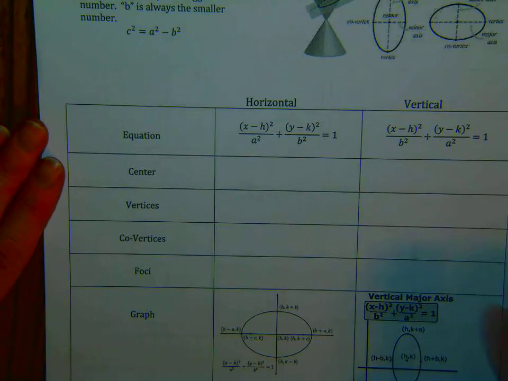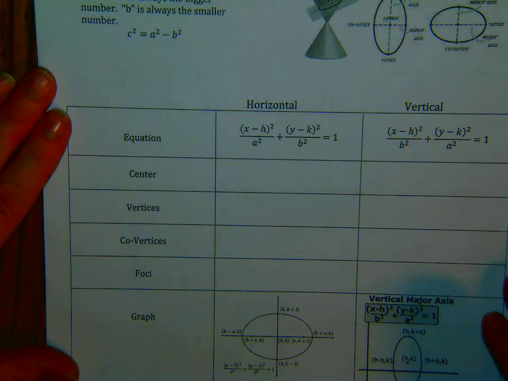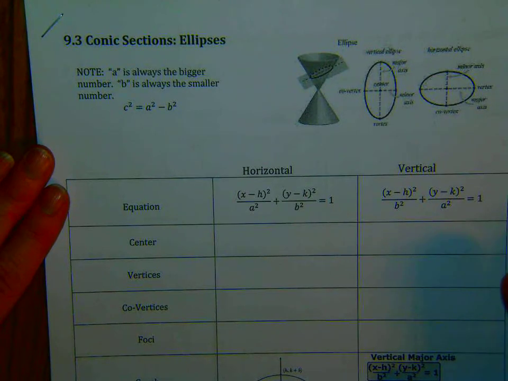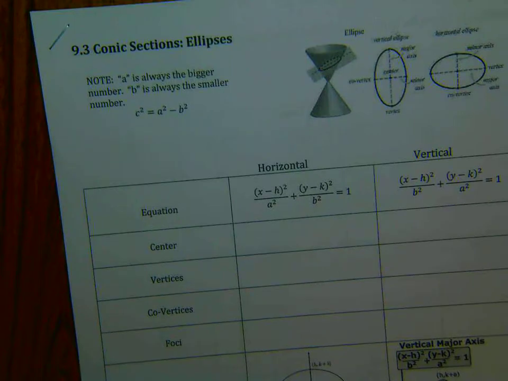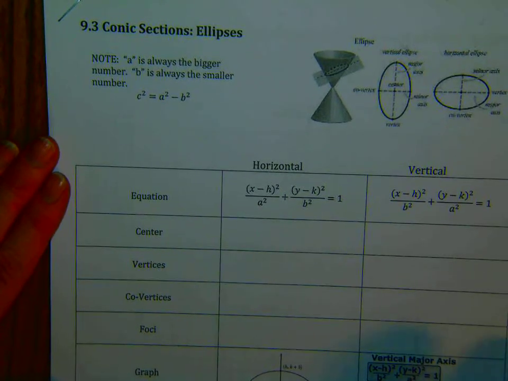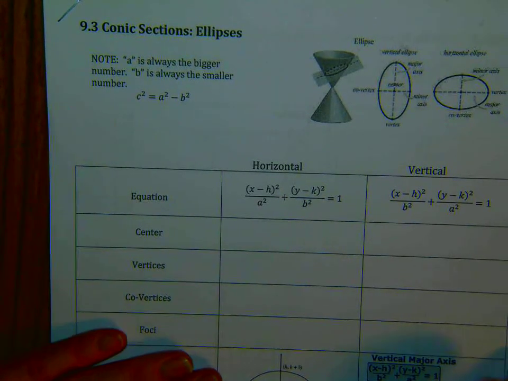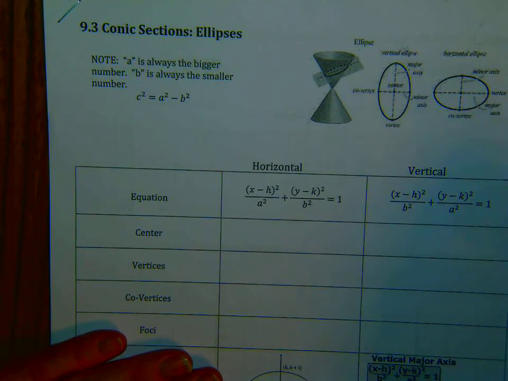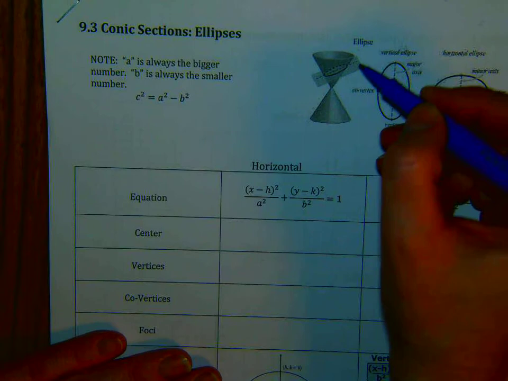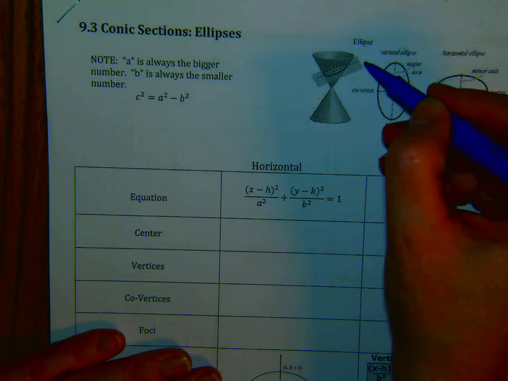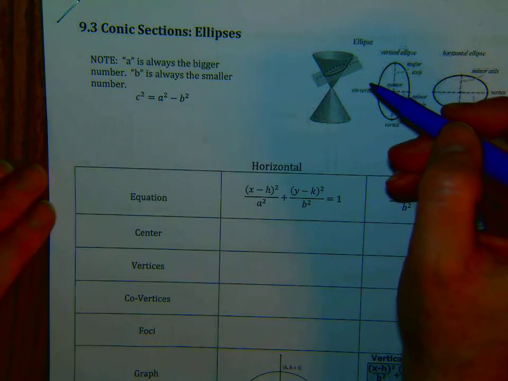Now talking about conic section ellipses. Yesterday we were talking about circles, and when we have a circle, we slice the cone perpendicular to the ground. To get an ellipse, we slice the cone at an angle. So we see how we get that ellipse by slicing at an angle. We have a different equation when we do that.